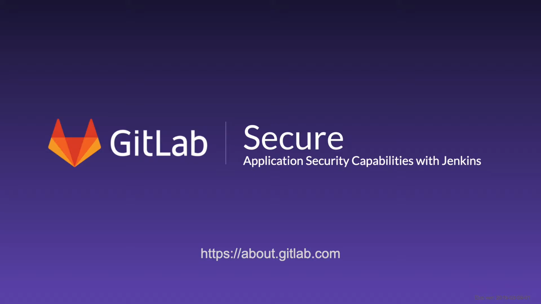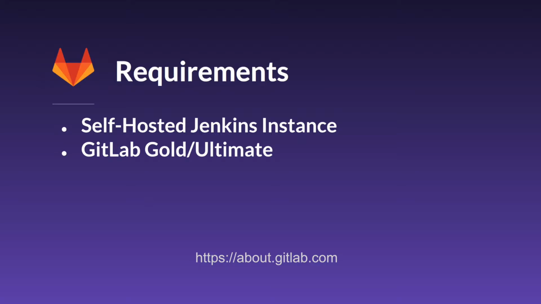This tutorial will be very useful if you are currently migrating from Jenkins to GitLab and want to know how to minimize impact while keeping your application as secure as possible. This tutorial will use a sample project linked in the description. This tutorial requires a self-hosted Jenkins instance as well as GitLab Gold or Ultimate.